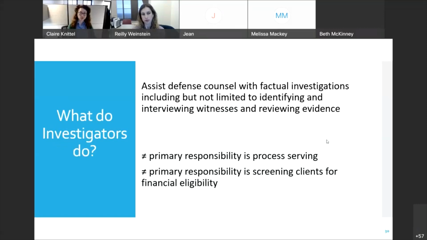And as before, we are looking for your investigators the same way that we're looking for them in the ILS 195. You want to report your investigators that assist defense counsel with factual investigations, including but not limited to identifying and interviewing witnesses and reviewing evidence, not process serving primarily, not screening clients for financial eligibility primarily.